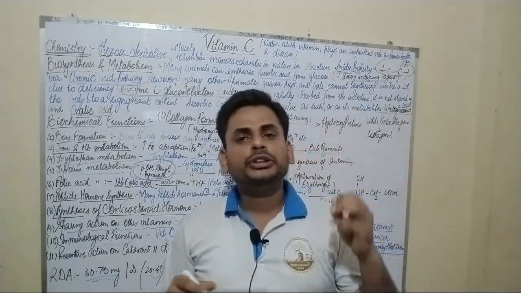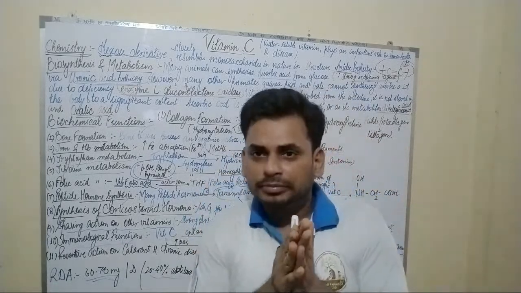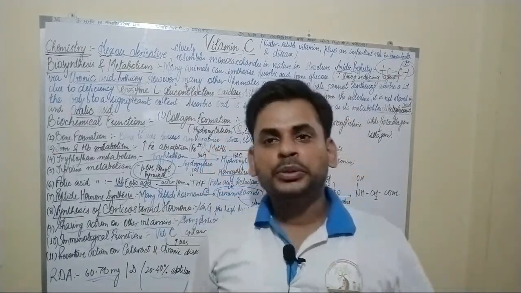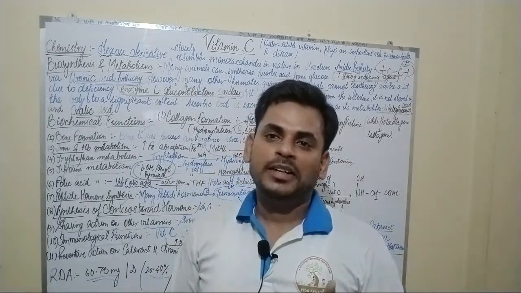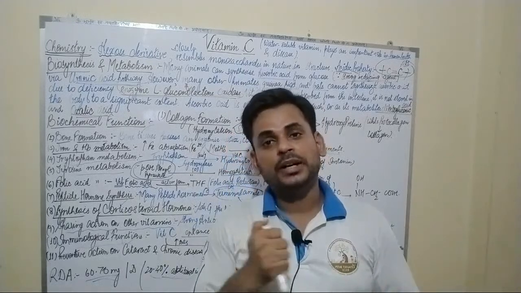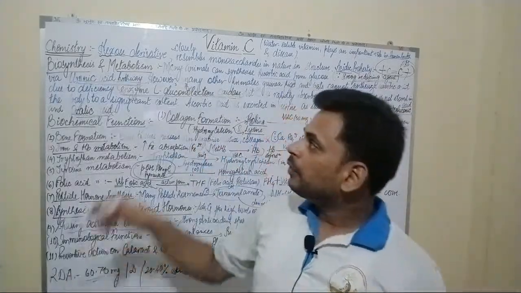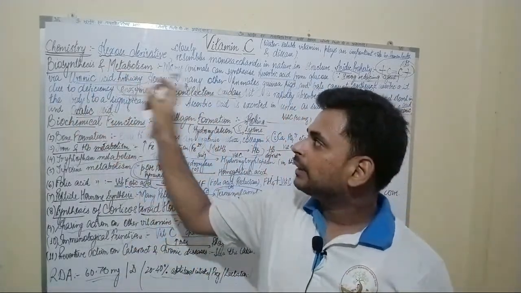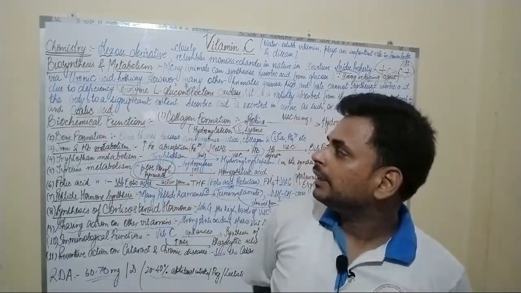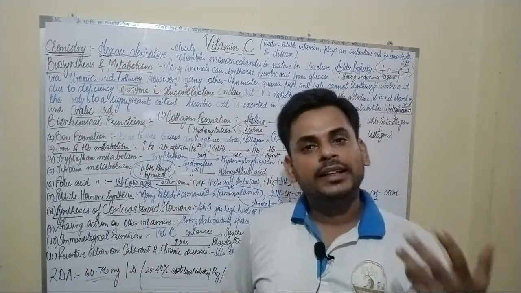So students, this was a short discussion. And the most important, the deficiency, which you must have read during your school days, is scurvy, the manifestation of which is bleeding and sore gums. That is also due to the deficiency of vitamin C. So this was a very short discussion in which I discussed the chemistry, the biosynthesis and metabolism of vitamin C, and the biochemical functions along with the recommended dietary allowance and the deficiency symptoms.